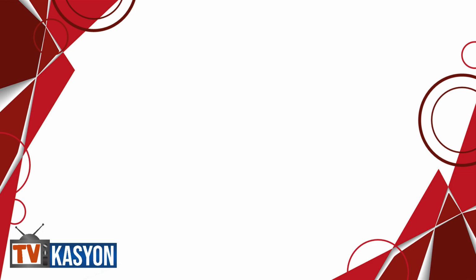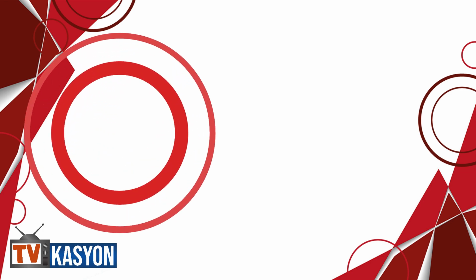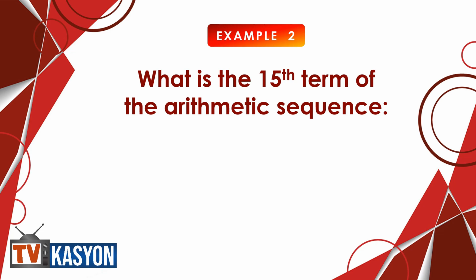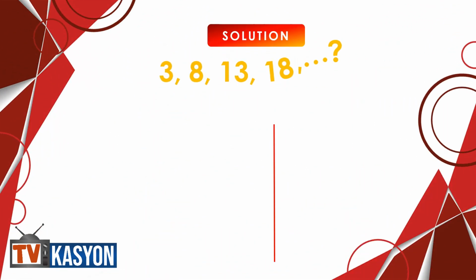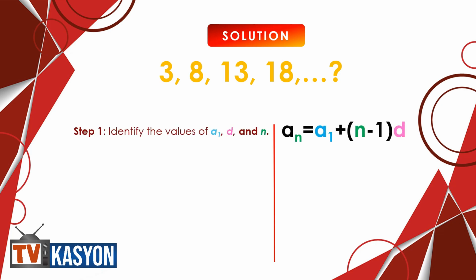To better understand how this rule works in generating terms in an arithmetic sequence, let's answer this together. What is the 15th term of the arithmetic sequence 3, 8, 13, 18? Remember that there is this two-step guide that we need to follow. What's the first thing that we need to do? You're right. We need to identify first the values of a sub 1, d, and n.